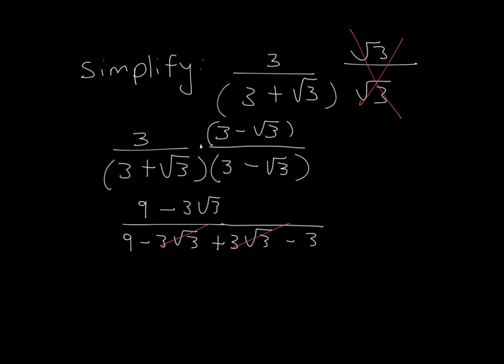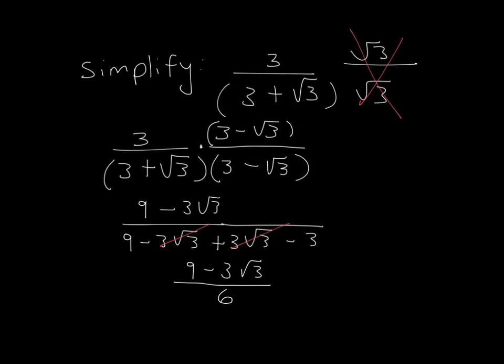And what do you end up with? Just a number in the denominator, which is the job, to make there no radical in the denominator. So we end up with 9 minus 3 root 3 all over 6. 9 minus 3, 6. And we could probably do a little bit more on this one, but I think we're good for now.